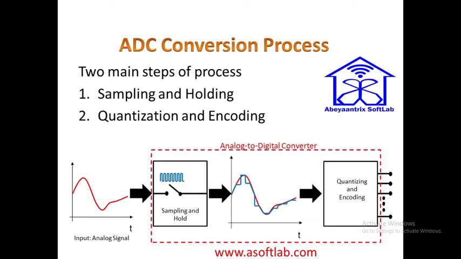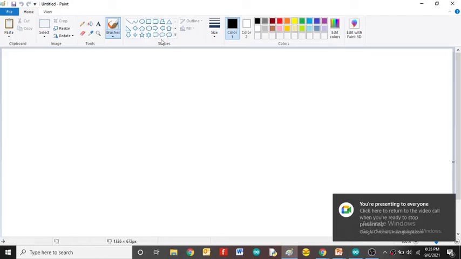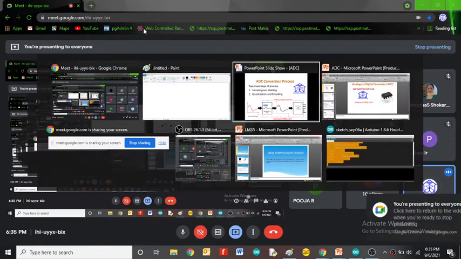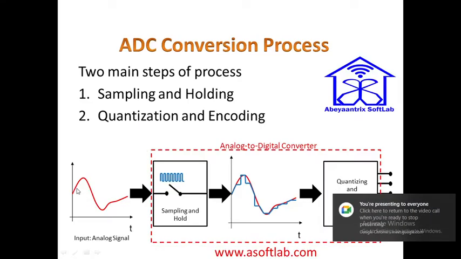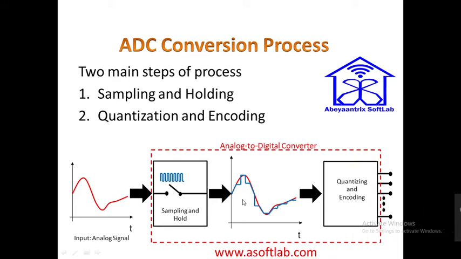Okay, so this is the ADC conversion process. We have two main steps. The first one is the sample and hold circuit, the second one is quantization, and the third one you can say is encoding. Sampling and holding process, quantization and encoding process. So now I will show you how we are going to convert this continuous time signal into the discrete format. Discrete format means we are getting the samples.